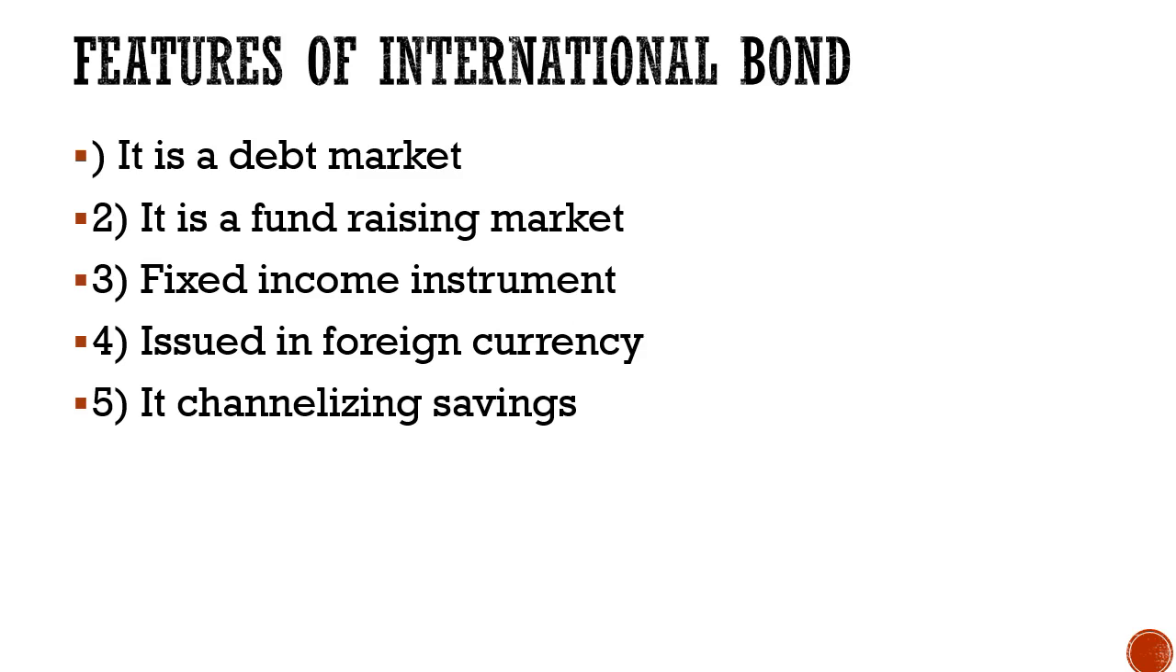Now, what are the main features of international bonds? Number one, it is a debt market. Second, it is a fundraising market. Third, it is a fixed income instrument. Fourth, it is issued in foreign currency. And lastly, it channelizes the saving. So these are the five major features of international bonds. That is, it is a debt market, it helps in fundraising, the instruments are all fixed income based, it includes foreign currency and it basically channelizes your saving.